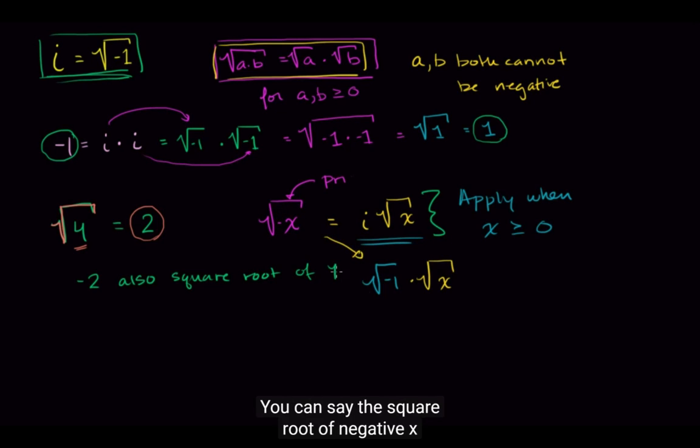You can say the principal square root of -x, I should be particular with my words, is the same thing as the principal square root of -1 times the principal square root of x when x is greater than or equal to 0. And I don't want to confuse you. If x is greater than or equal to 0, then -x is clearly a negative, or I guess you'd say a non-positive number.